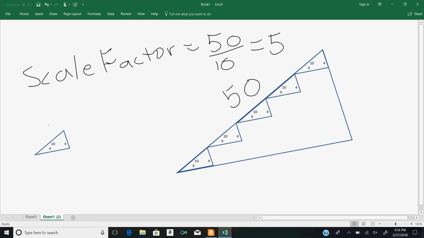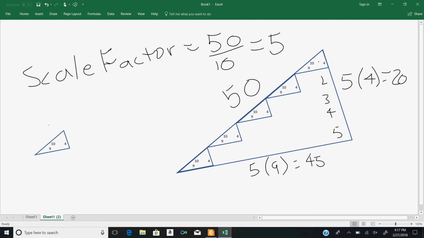So this triangle is 5 times as big, which means that over on this side, I'm going to have 5 times 4, or 20. If I draw my triangles, I will have 1, 2, 3, 4, 5 triangles here. I'll have 4 5 times. And likewise down below, I have 5 times 9, which is 45.